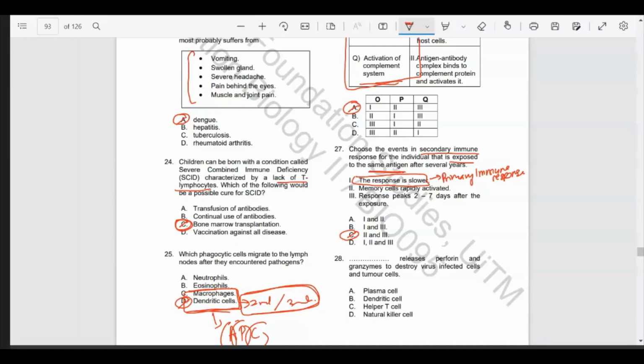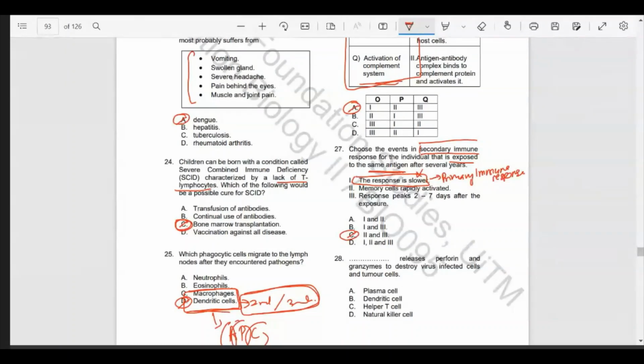Okay, so bila dah terhasilnya memory cell ni, memory cell will then be stored in the lymph nodes, and the lifespan of memory cell is long. Okay, memory cell ni dia punya jangka hayat dia lama, dan dia akan distorekan dalam lymph nodes, for example. So when your body is infected again by the same virus in the future, okay, for the second or subsequent time, baru dia akan trigger secondary immune response. Ciri secondary immune response is that the response is rapid. So dia tak boleh nak slow, rapid, kan, rapid.